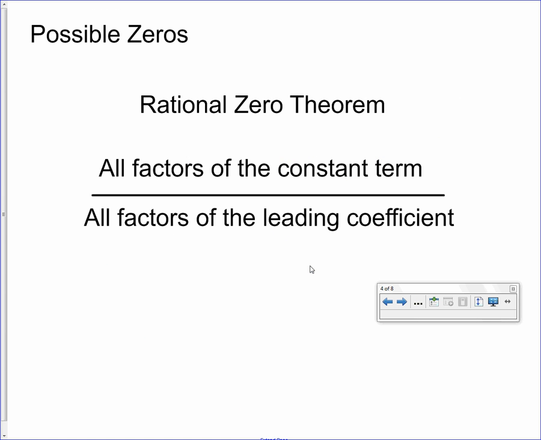So where are they? Well, we're not exactly sure where they are, but we're going to use something called the rational zero theorem to come up with a list of possible zeros. And the way you come up with a list of possible zeros is you're going to take all the factors of the constant term. Remember, that's your term with no variable. And then you're going to divide it, that's what this fraction bar is doing here. This is division, by all the factors of the leading coefficient. And you're going to come up with a big list of possibilities.